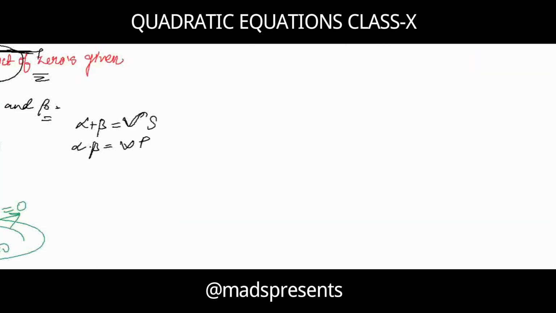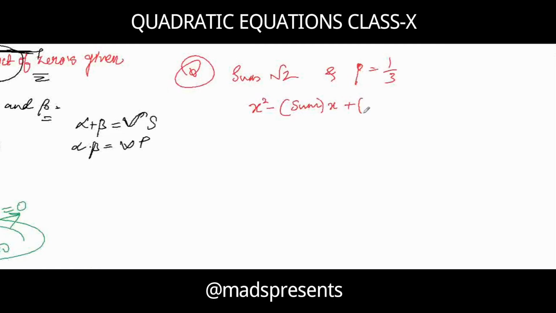Let me try another example where the sum is given as root 2 and the product is given as 1 by 3. Very simple. So what is the equation? x square minus sum of the roots into x plus product of the roots is equal to 0. Single step. If you remember this formula, just substitute.